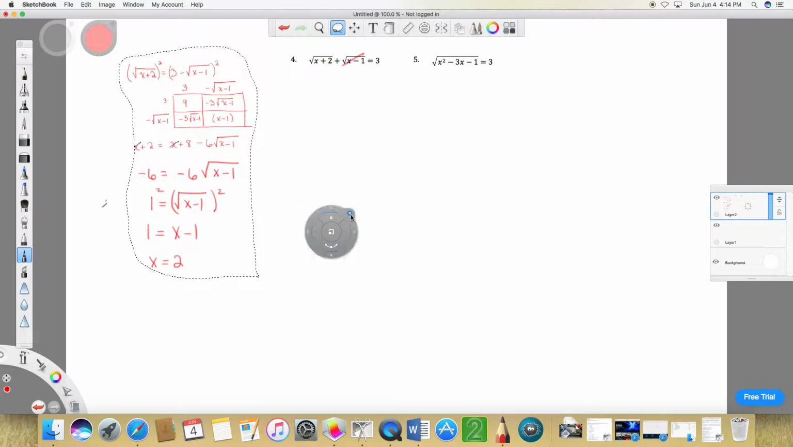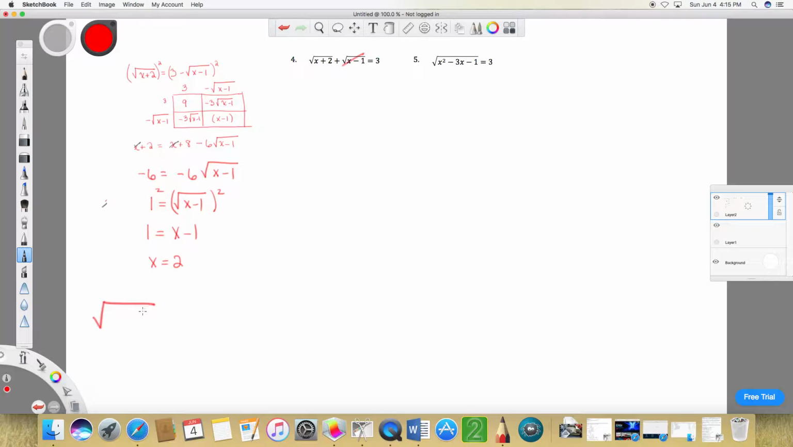So if we do check that, what do we have? By substitution on the left-hand side of the original equation, instead of x plus 2, I write 2 plus 2, and then that's plus the square root of x minus 1, but instead of x minus 1, I write 2 minus 1. And the big question is, will this arithmetic result in 3? So 2 plus 2 is 4, and the principal square root of 4 is 2. And 2 minus 1 is 1. The principal square root of 1 is 1. And yes, it's true that 2 plus 1 is equal to 3. So this checks, and this is in my solution set.